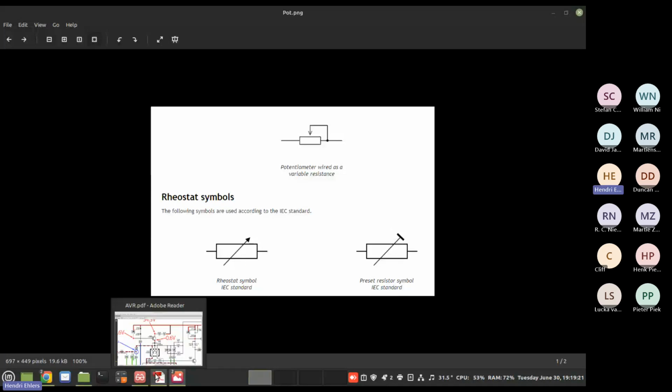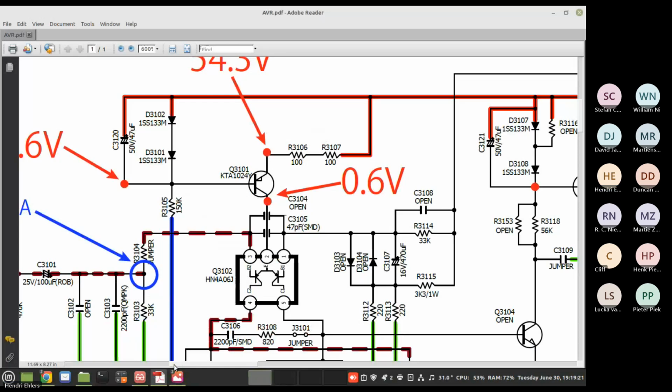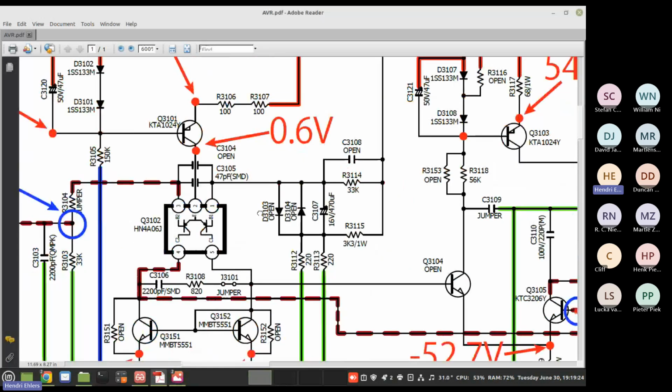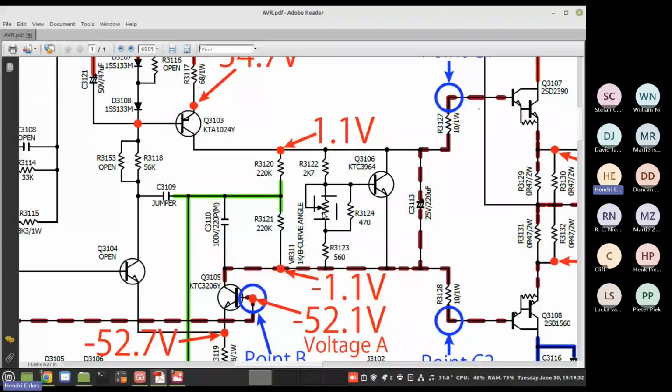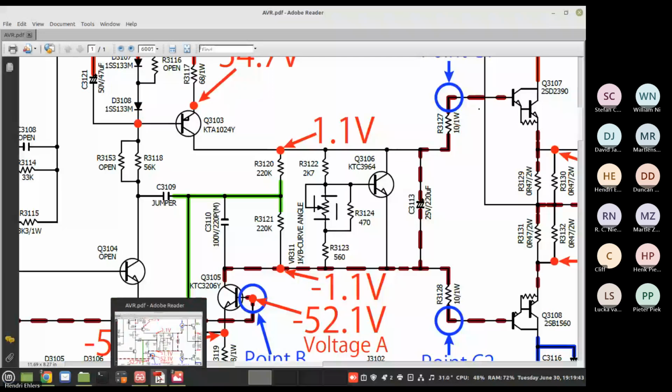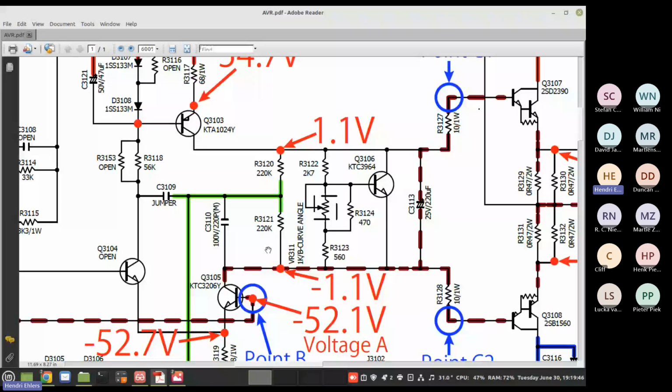Unfortunately, not everybody keeps to the rules. If you look at this amplifier, this is the bias circuit. This is supposed to be a preset, but they don't have it as a preset in this diagram. So a person's got to use common sense when you look at these diagrams, because although there is a sort of standard, not everybody abides by the rules.